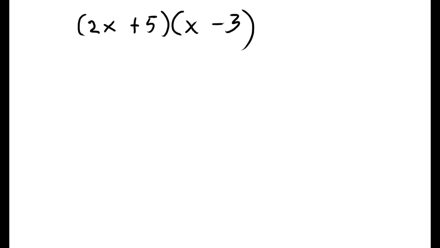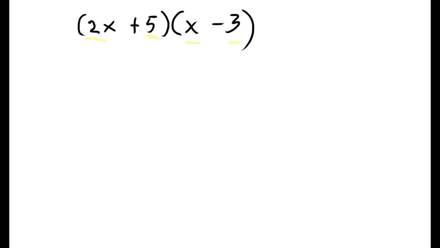We're going to talk about how to multiply polynomials. We're going to start with two binomials and multiply. These are binomials because if you look, they each have two terms. That's where the bi comes from. So they're binomials, going to multiply them.